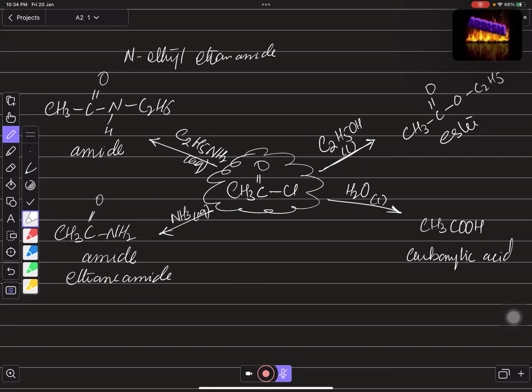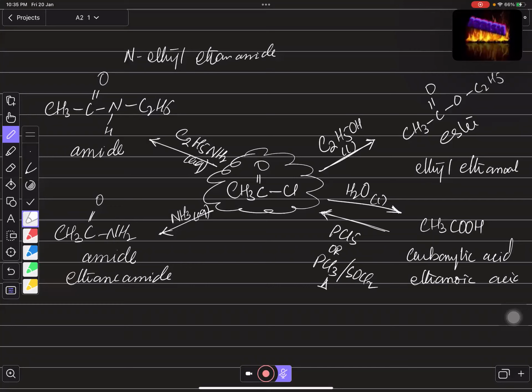राइट. इसका नाम should be ethyl ethanoate, और इसका नाम should be ethanoic acid. And you need to keep remember कि अगर इससे वापस जाना चाहते हैं, you need to use PCl5 at room temperature. Otherwise PCl3 और SOCl2 में से कोई एक use कर सकते हैं, and for this you need to heat. Right बच्चों? Yes, sir. Any problem to any one of you? No, sir. Over here, the organic chapter for A2 has been over, right?